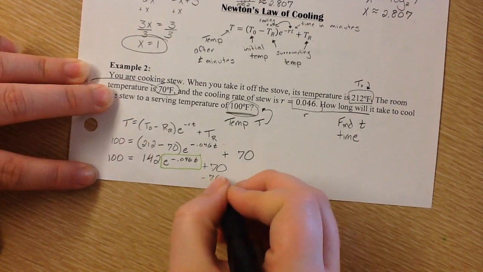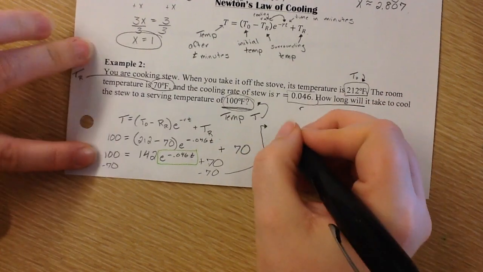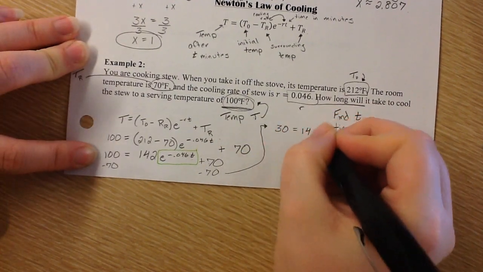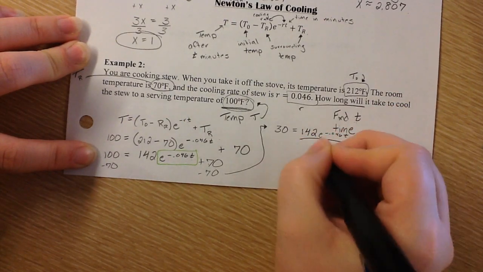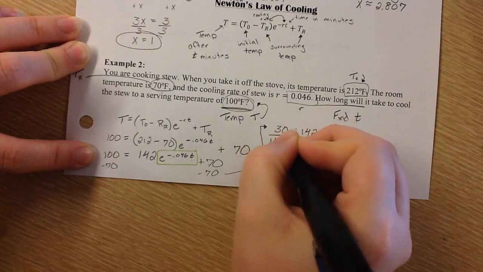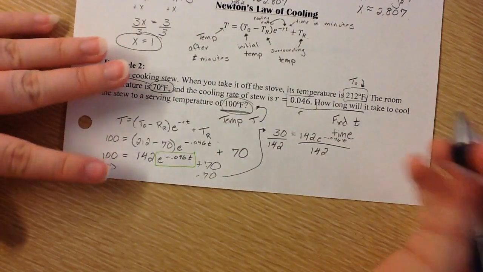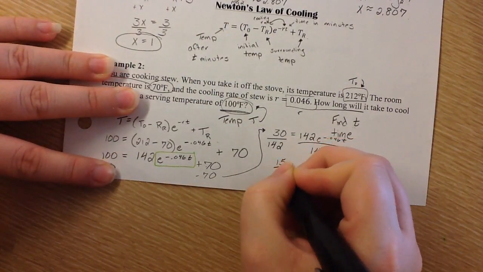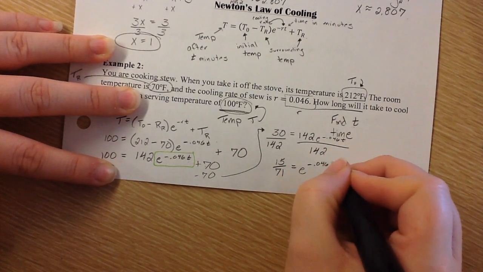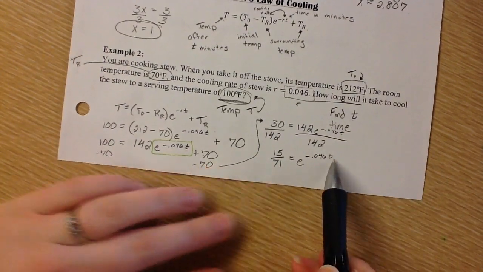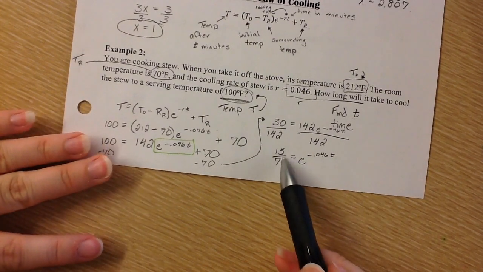So to do that, I'm going to subtract the 70 from both sides. Okay, let's bring it over here so we have a bit more room. 100 minus 70, 30, equals 142 e to the negative 0.046 t. Let's divide both sides by the 142, which ends up being 15 over 71 as a fraction. Okay, so here's my exponent. So we have e to the negative 0.046 t equals 15 over 71.